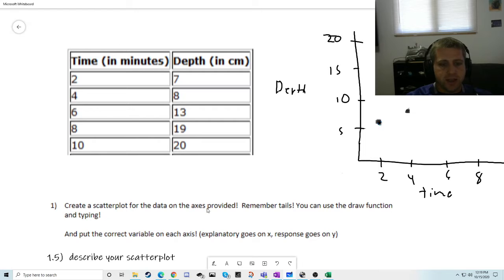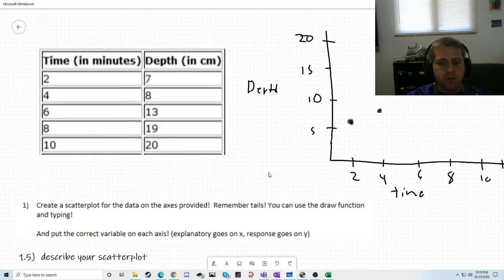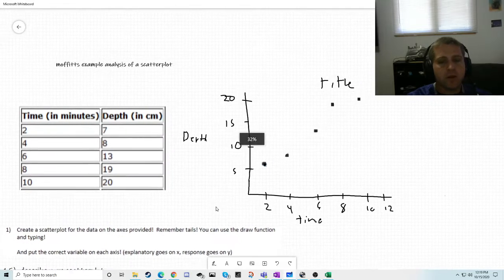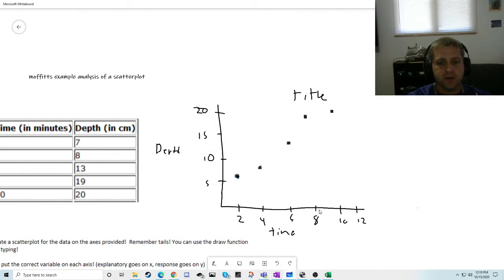First question is make a scatter plot on the axis provided. Remember, for your scatter plot, you can use the draw function and typing in the notebook. But mine, notice my beautiful title, called title. I have the x on the x-axis and the y on the y-axis. Don't mix those up. I also have a good scale.